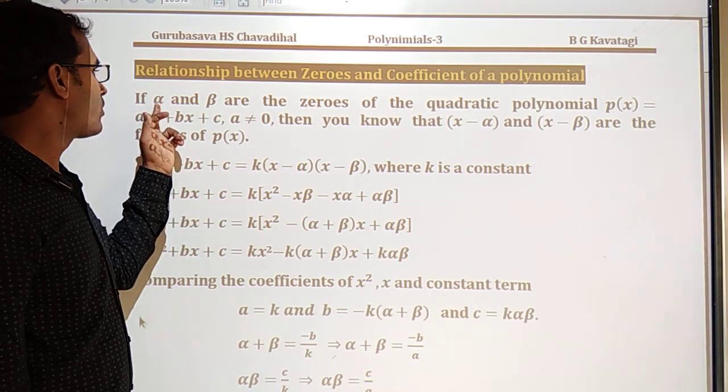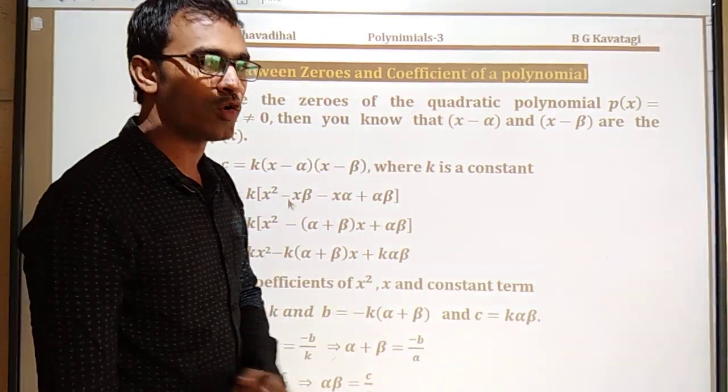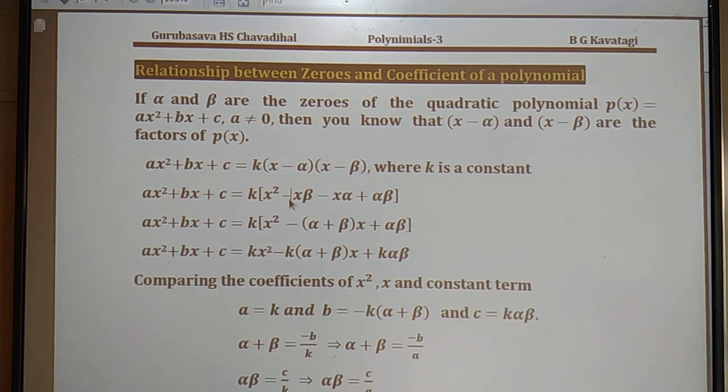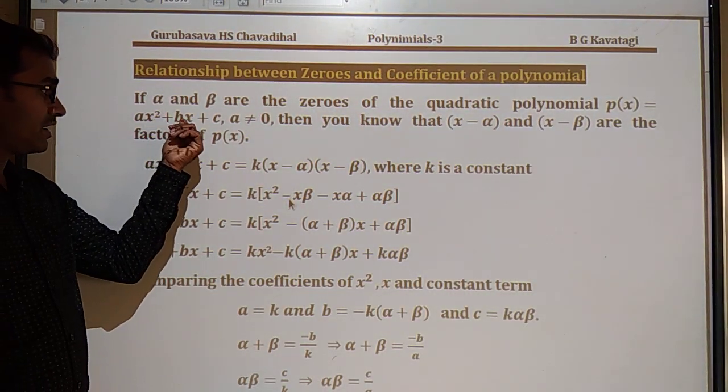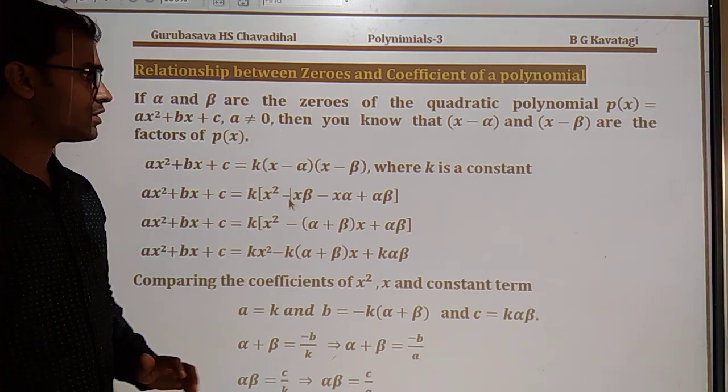Alpha and beta are the zeroes of a quadratic polynomial p of x equal to ax square plus bx plus c, here a is not equal to 0.